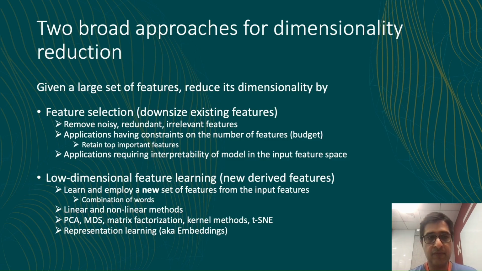The other set of methods is by reducing the dimension of your feature set into a low dimensional feature which you learn as a combination of the existing features, right? This could be carried out by combining the words together, for example, in our text-based prediction problem. And these could be linear or non-linear in nature. The linear models are typically principal component analysis, multidimensional scaling, matrix factorization, t-SNE. These are the models that we will talk about today.